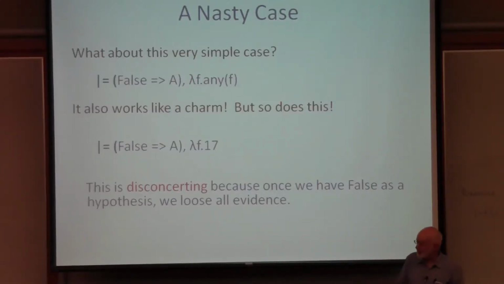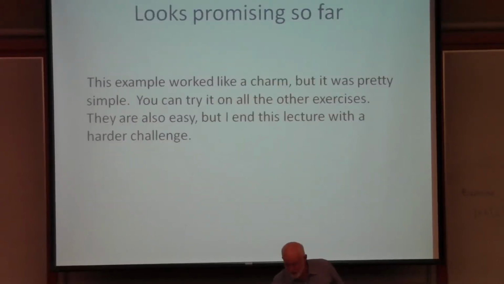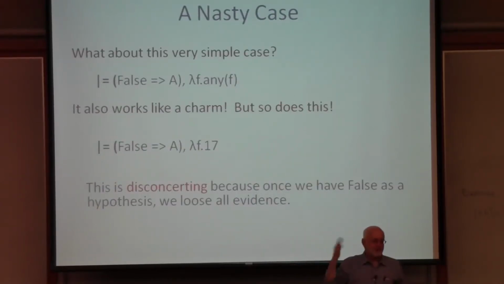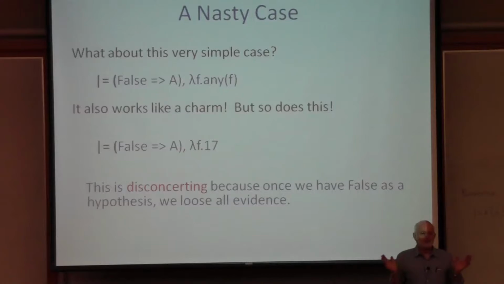But how about this real simple case? Now we say, let's do something very simple. I want to prove false implies A for any A. So I put lambda f dot any of f there. That's a pretty nice realizer. We can trivially build the proof, and I didn't do that on the previous slide either, did I? No. But you can do that one, trivial, one step. So that looks really good.